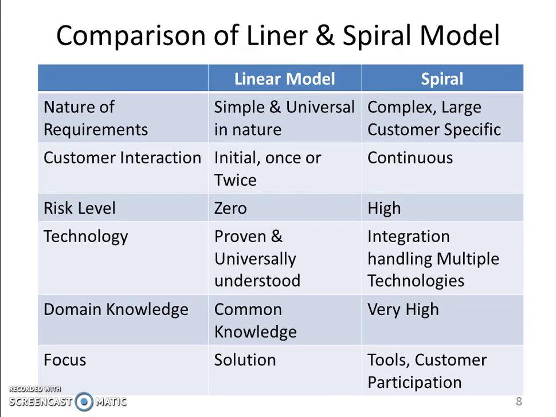So let us try to compare the linear and the spiral model. The linear model will be used when the nature of the requirements is simple and universal, so the software engineer will understand them very easily. If the nature of the requirements is very complex, or if they are customer specific, the software engineer may not be able to understand them. So what is done is they are broken into small pieces or small sections, and the software will be developed.